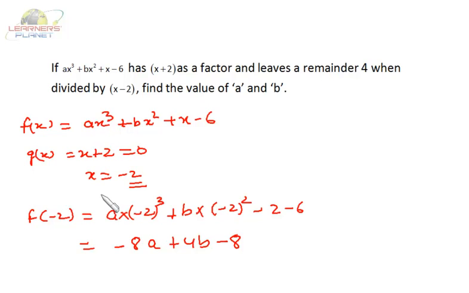And according to the question, it should be 0, since x plus 2 is a factor of ax cube plus bx square plus x minus 6. That means f of minus 2 should be 0 according to the factor theorem. Now, the next step is this polynomial leaves a remainder 4 when divided by x minus 2. Now here we use the remainder theorem.